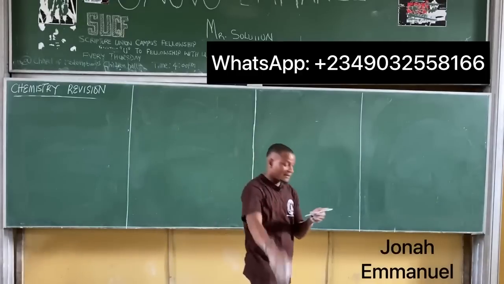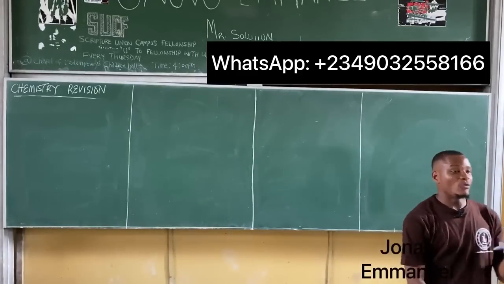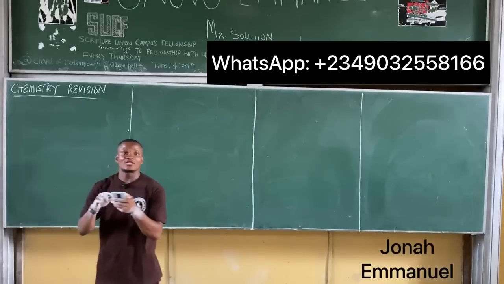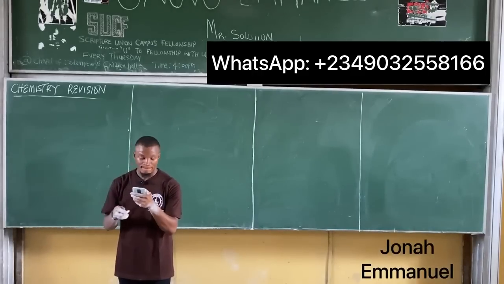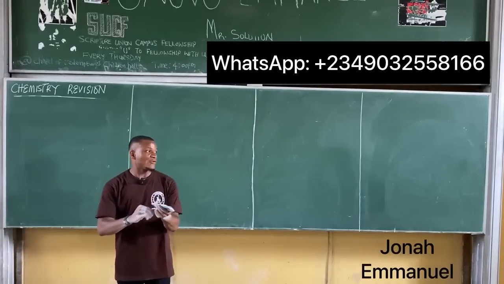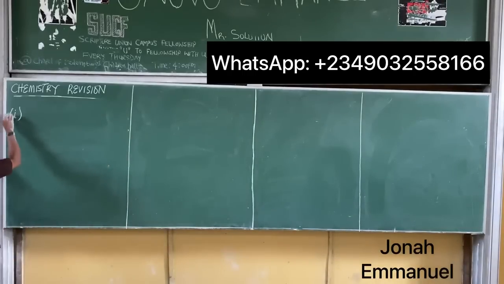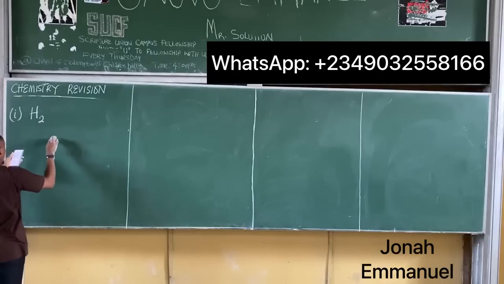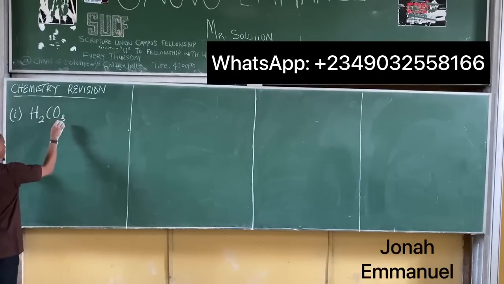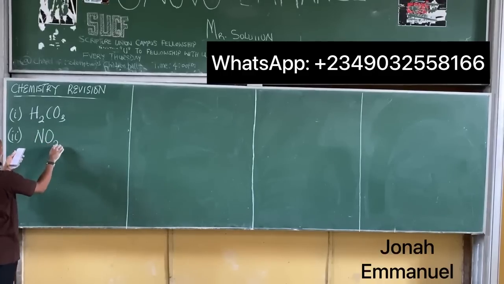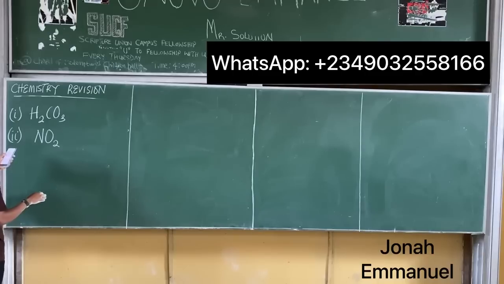Alright, 1B. Write the Lewis dot structure. Please pass question. Write the Lewis dot structure for 1, H2CO3, 2, NO2, I think there's a minus here.